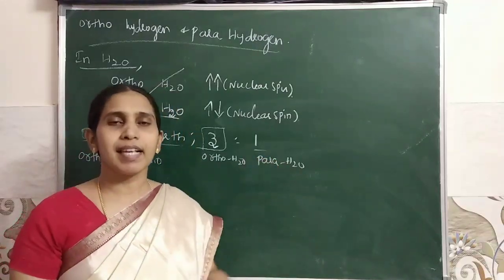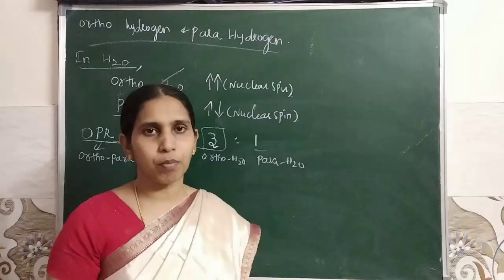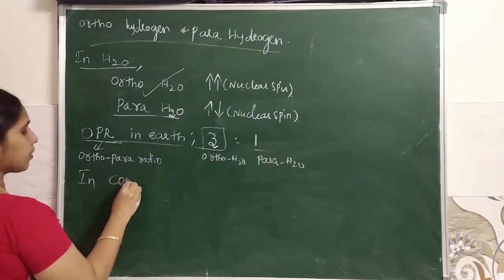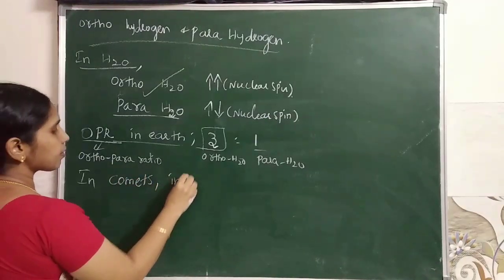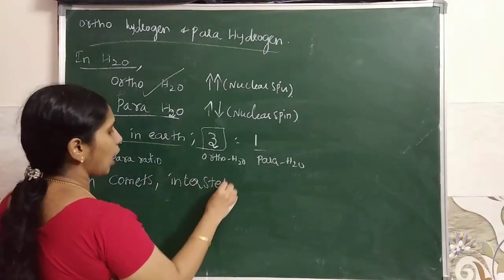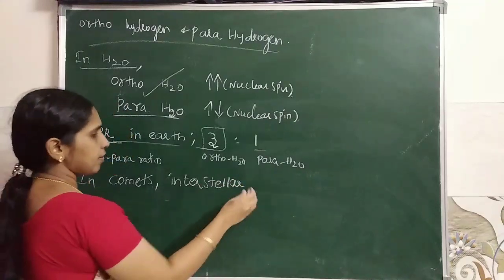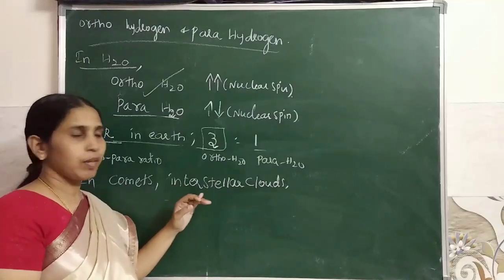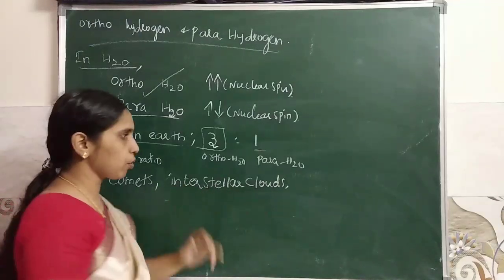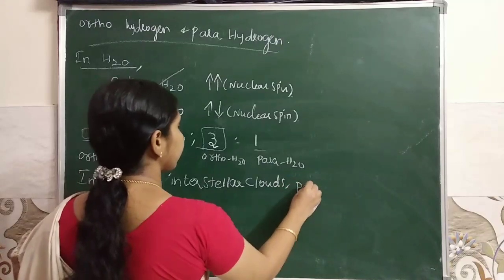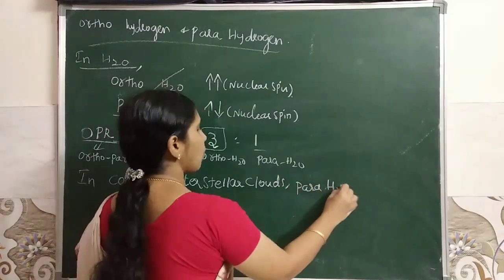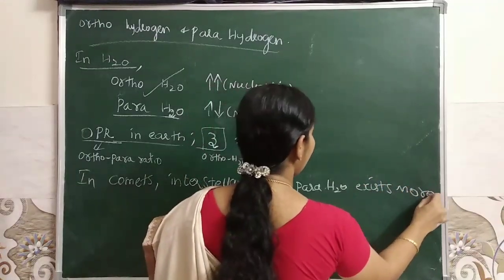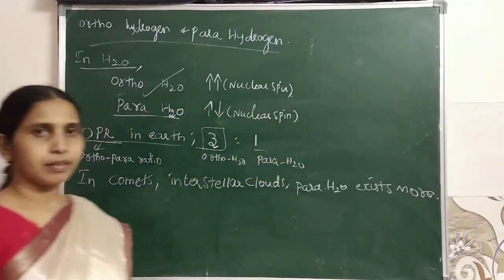para water exists more in comets and interstellar clouds. Interstellar clouds means between two adjacent stars. Star's adjective is what we call interstellar. So in these, para water exists more than ortho water. Okay?